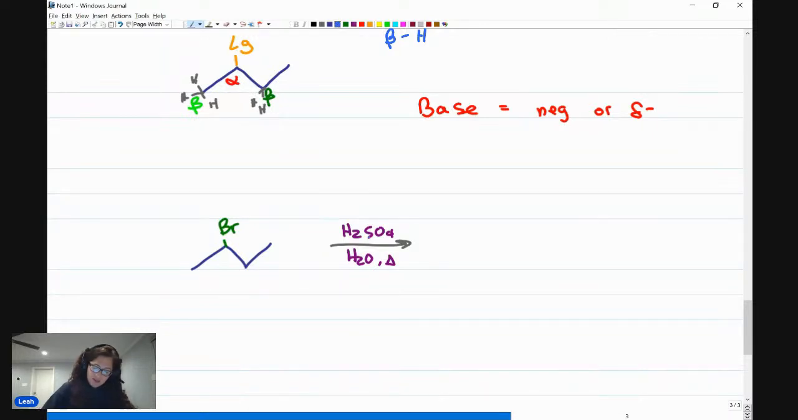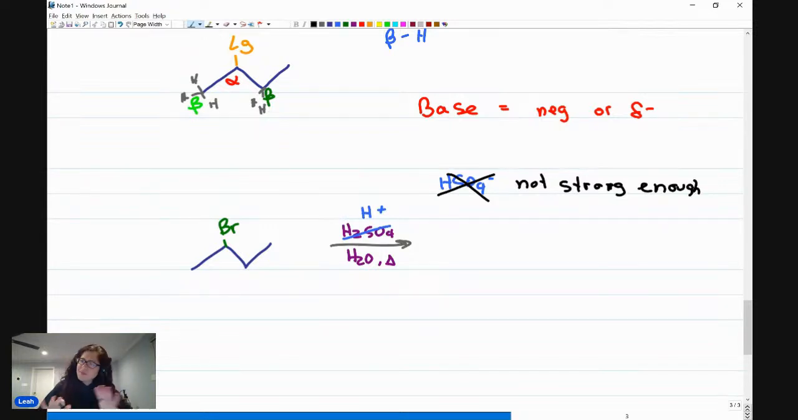Well, first of all, H2SO4 is not our base. It's a source of proton donors in solution. It's an acid catalyst. And yes, you will have the HSO4 minus. HSO4 minus is technically the conjugate base, but we are not going to use it because this right here is not strong enough to abstract the hydrogen. And so if your professor shows this to you, just tell your professor, Leah said you're wrong, but maybe use nicer words than that.